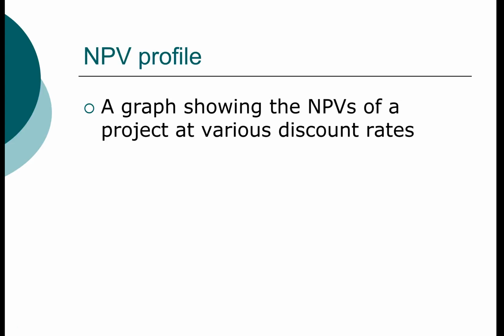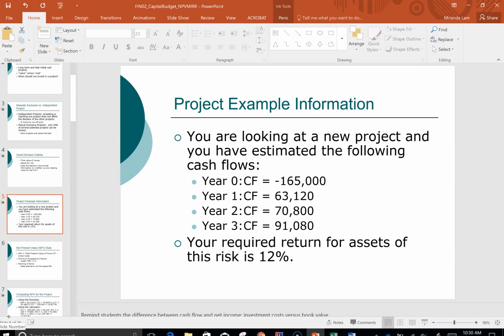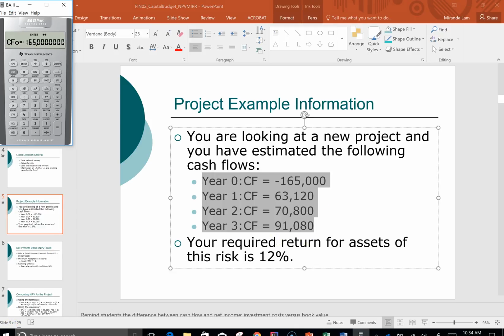So first, let's take a look at how we will create the net present value profile. We're going to use the example that we have been using throughout this class, and that is the project with the cash flows. Remember this project? Okay, so we're going to use this project in our example. The first step is we're going to enter all the cash flows into the cash flow register. So you can see I've entered all the cash flows into the calculator as we've done before.